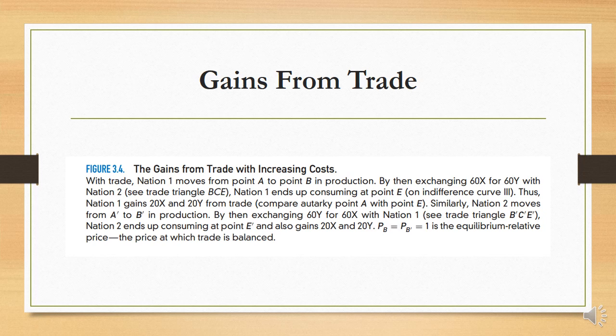Similarly, nation 2 moves from point A prime to point B prime in production, then exchanging 60Y for 60X with nation 1. See the trade triangle B prime C prime E prime. Nation 2 ends up consuming at point E prime, and also gains 20X and 20Y. The price of B equal to the price of B prime equal to 1 is the equilibrium relative price, the price at which trade is balanced. Thank you.